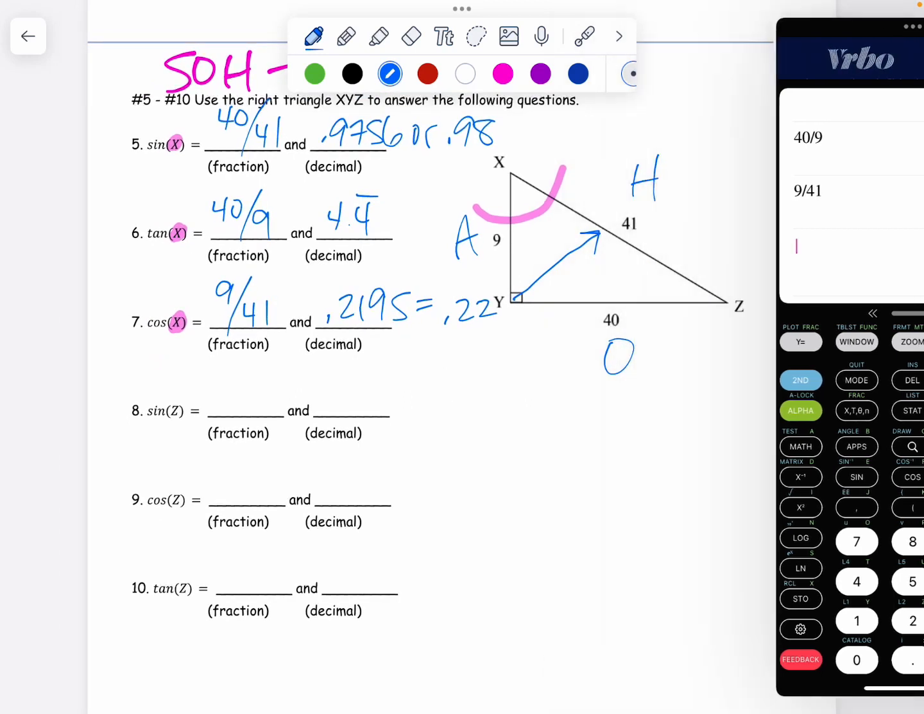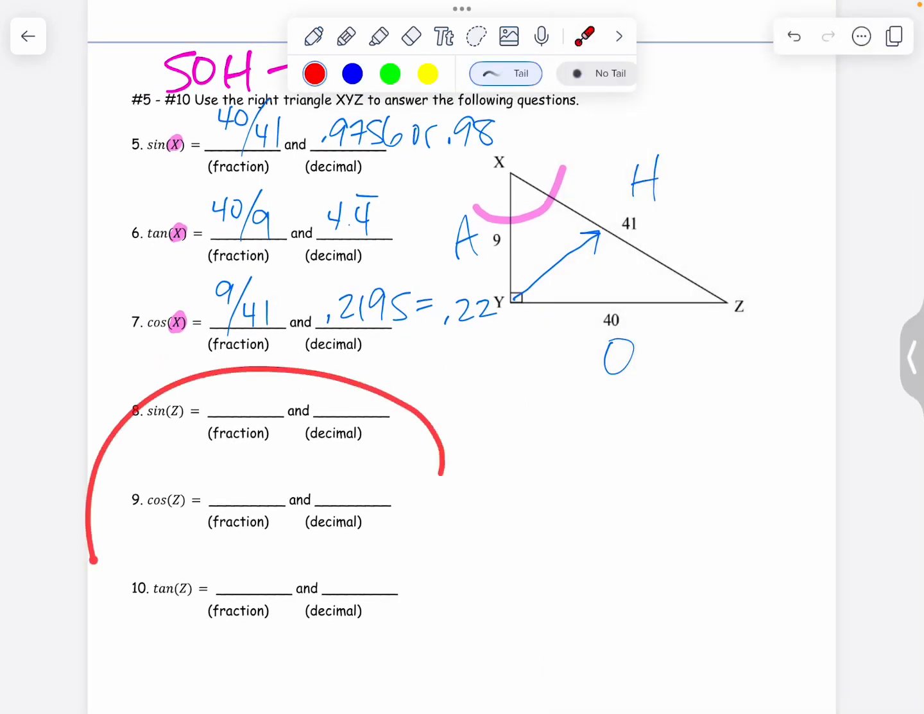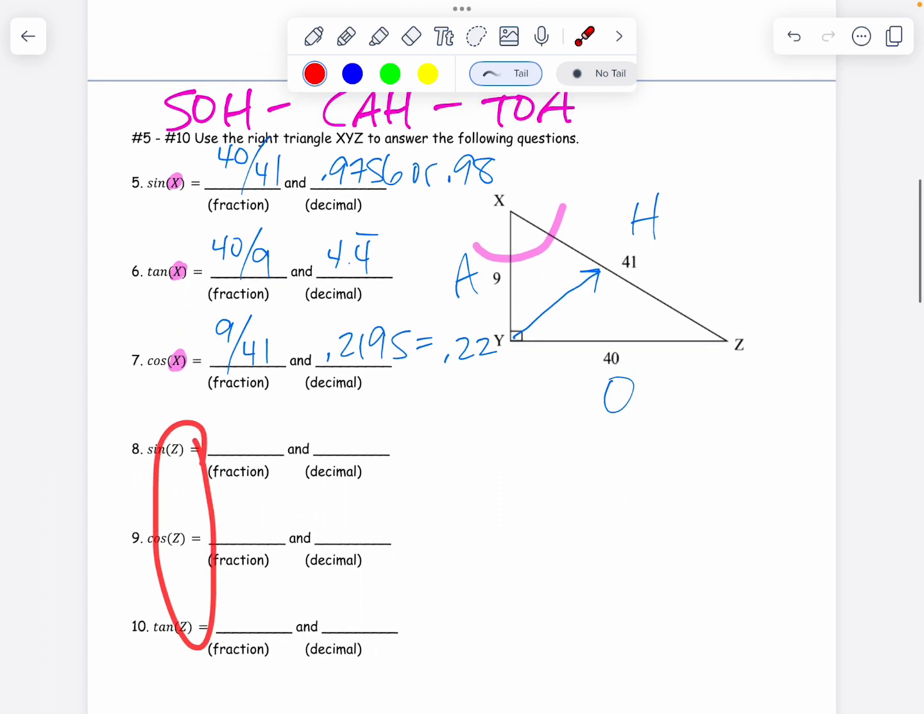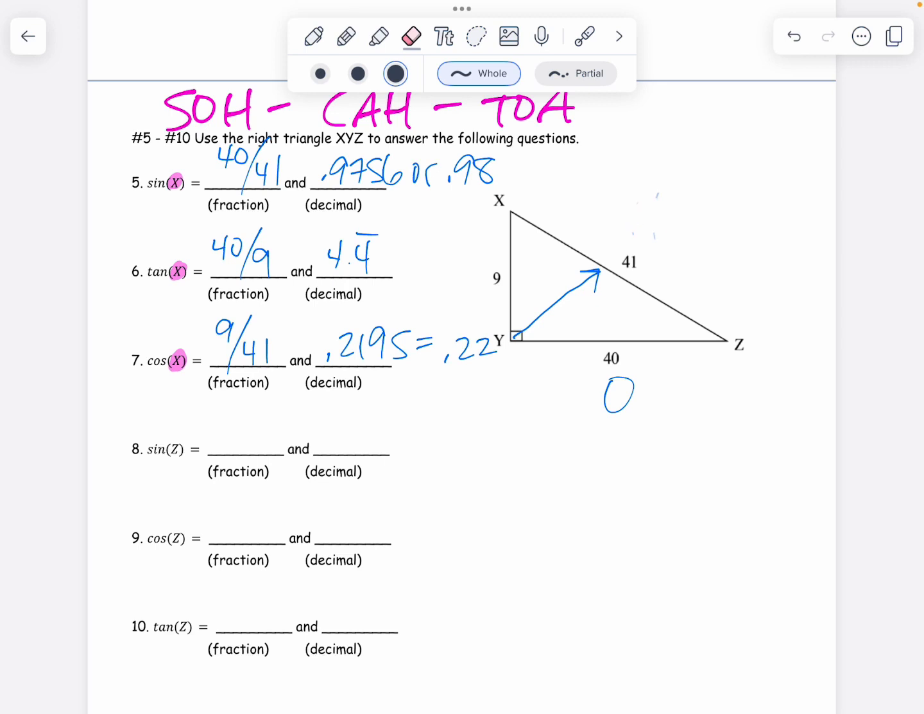Now these next examples are asking about angle Z. Okay. So what that means is I'm going to have to erase my swoop up here because I'm no longer swooping angle X. I'm swooping angle Z. So for these, maybe I'll do this in a different color. Angle Z is a different angle. So I'm going to actually swoop this one. And I'm going to label my H, my O, and my A.